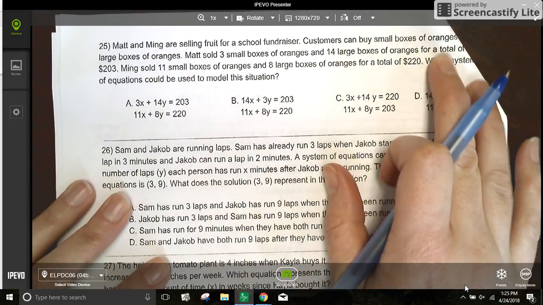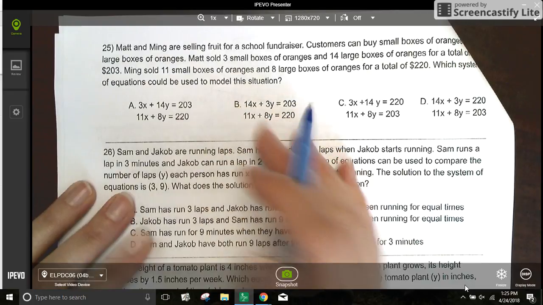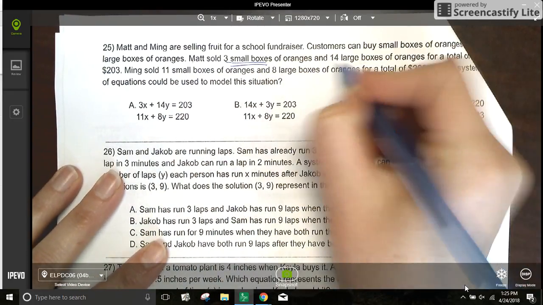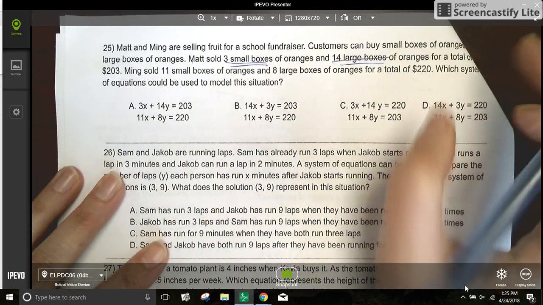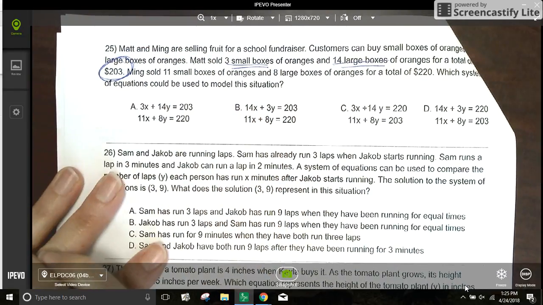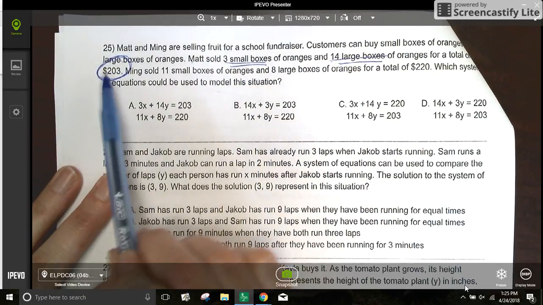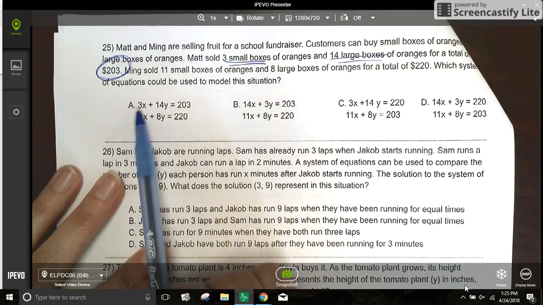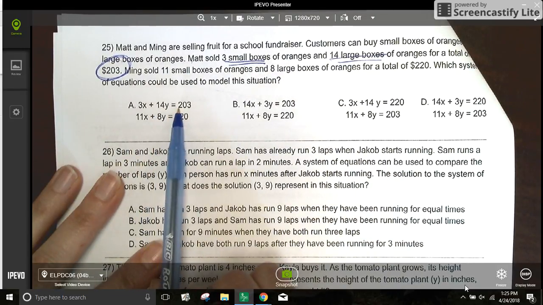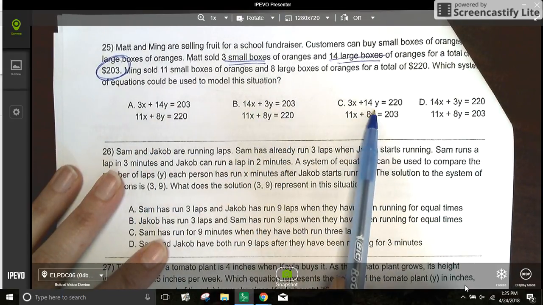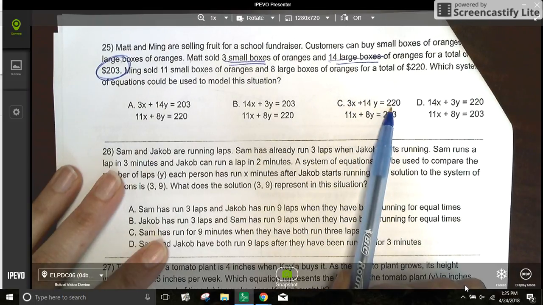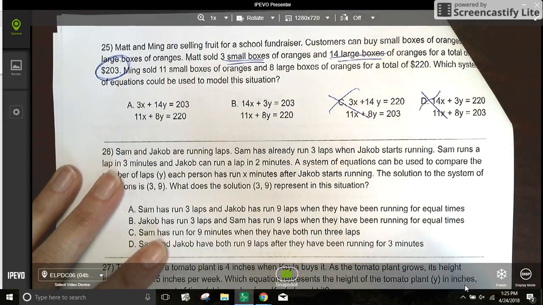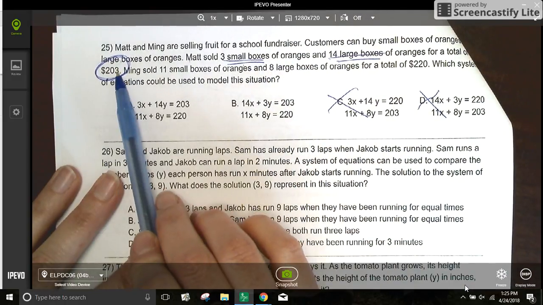For 25, it's writing systems, so we're just going to pick out some important information. Matt sold 3 small, 14 large, and had a total of 203. So 3 small, 14 large, and 203 go together. If you look down here, 3, 14, 203, 14, 3, 203. But if you look over here, it's 13, 4, 220, 14, 3, 220. So these two are immediately out because the 3, 14, and 203 aren't together, and that's what we need.